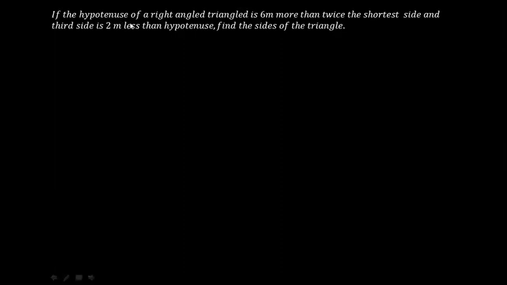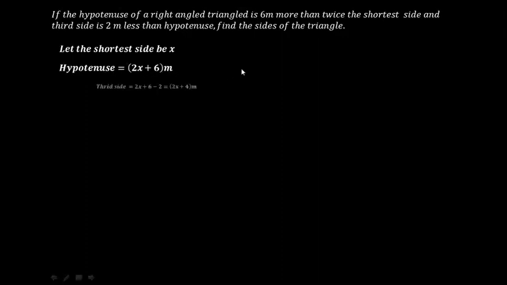If the hypotenuse of a right angled triangle is 6 meter more than twice the shortest side, and the third side is 2 meter less than the hypotenuse, find the sides of the triangle. So we'll start like this. Let the shortest side be x. Then our hypotenuse is twice the shortest side, which means 2x. More means plus 6. So the value of the hypotenuse is equal to 2x plus 6 meter.